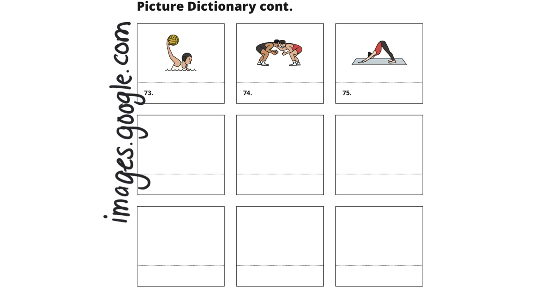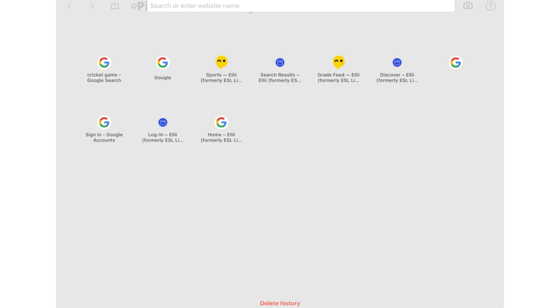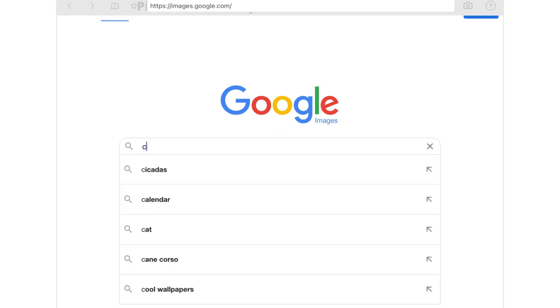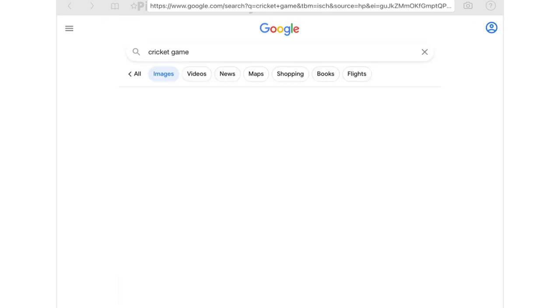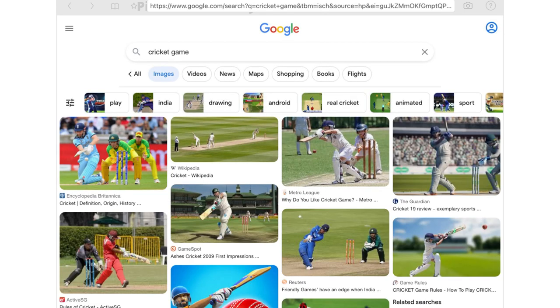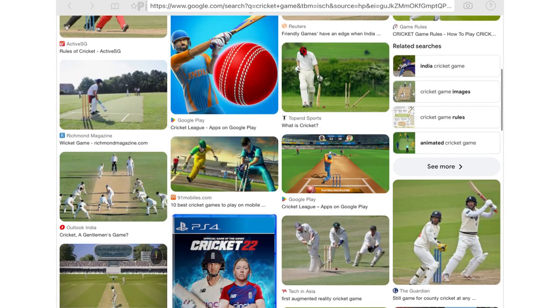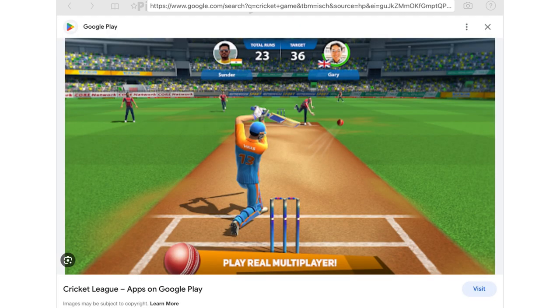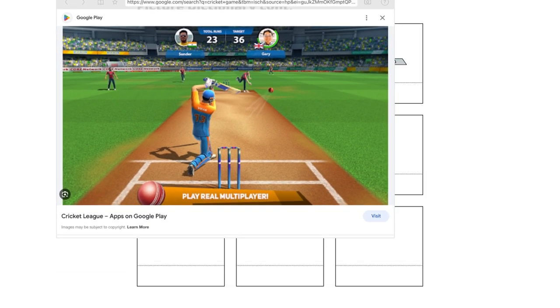So I'm going to go to images.google.com, and then I'm going to input cricket game and see what pictures I get. Okay, so I'm going to find a picture that I like, and then I'm going to try to draw it. I kind of like this picture, so I'm going to do my best to draw this picture.